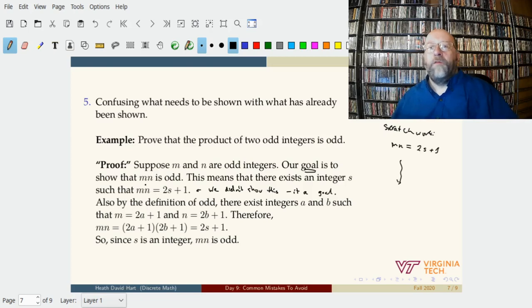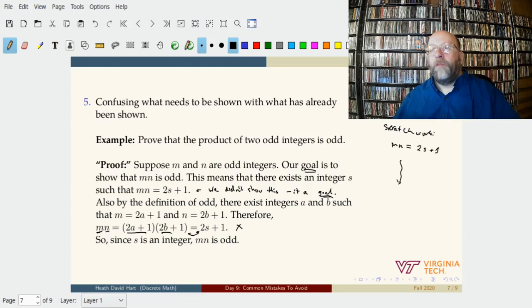And the person writing the proof continues, says, well, by the definition of odd, there's an integer a and b, such that m is 2 times a plus 1 and n is 2 times b plus 1, and therefore (2a plus 1) times (2b plus 1) equals 2s plus 1. Well, what's wrong here? What's wrong here is that we have established that m is an odd integer and n is an odd integer. We still have not shown that mn is an odd integer. This was just a goal. And so we don't know that these two sides are equal yet.